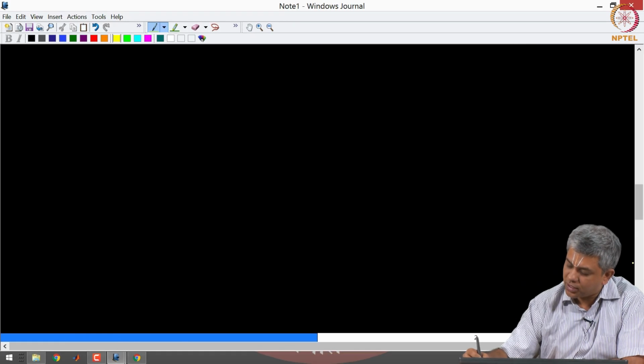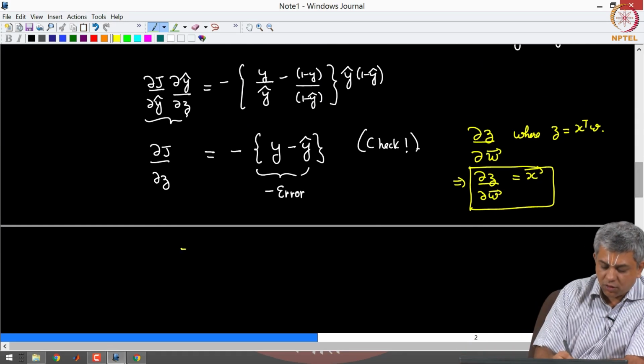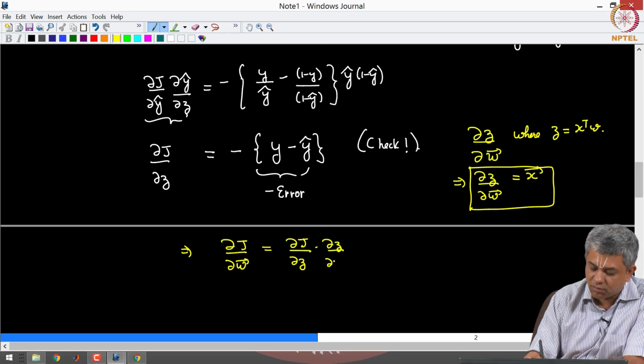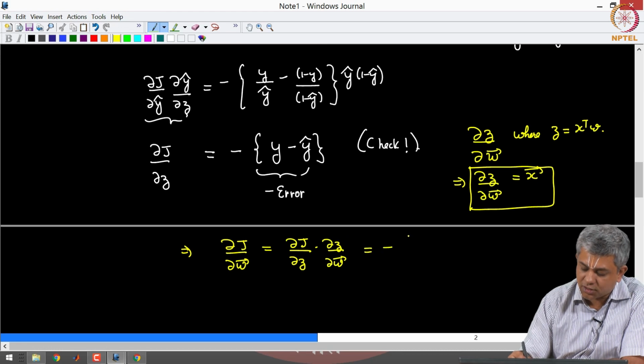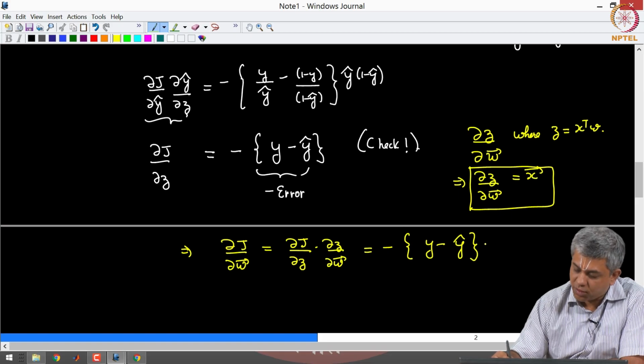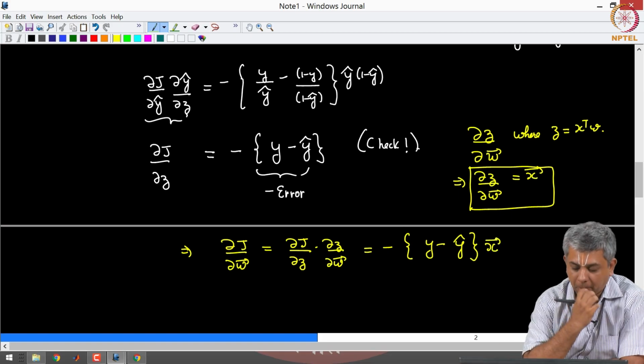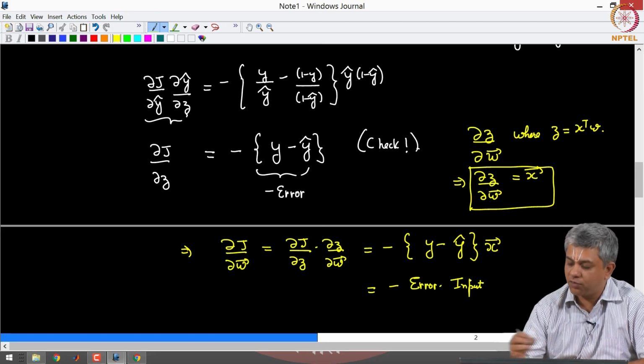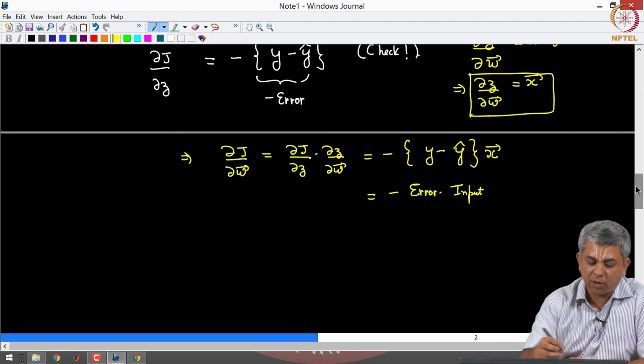So, if you put these two together, you get del J del w equal to del J del z multiplied by del z del w. This is equal to minus (y minus y hat) multiplying the x vector, which is minus the error multiplied by the input. Now, there are several noteworthy things here, I will go over them one by one.